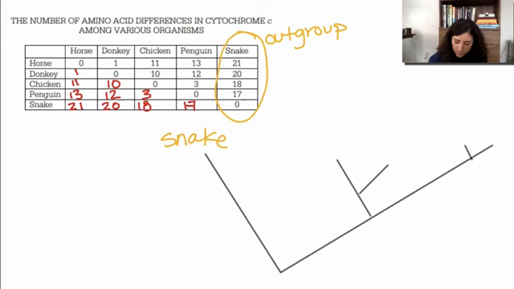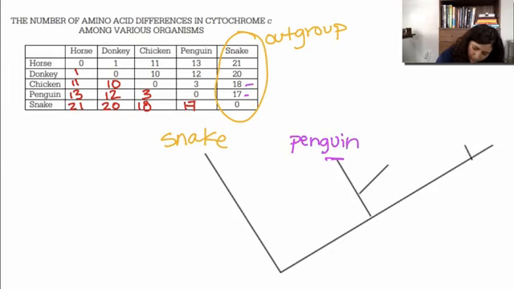And then the way that we do this next is, this one that's going to go here is going to be one of the species that's most similar to the snake compared to the other 3 options. So it's really easy now. We just ask which species is most similar to the snake, or in other words, has the least differences. Looking just in the snake column, the lowest number is going to be penguin. So penguin is going to go here.